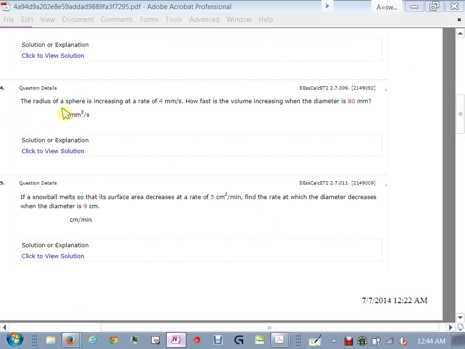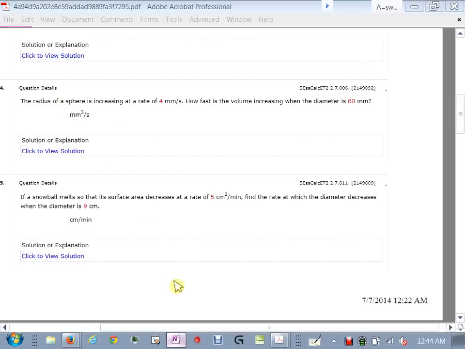The radius of a sphere is increasing. So the radius of the sphere is changing. It's getting bigger, which means the sphere is getting bigger. The rate at which that radius is increasing is 4 millimeters per second. How fast is the volume of the sphere increasing when the diameter is 80 millimeters? So I have millimeters here, I have millimeters here. I'm happy with that. They give me a diameter. Be careful there, not a radius.